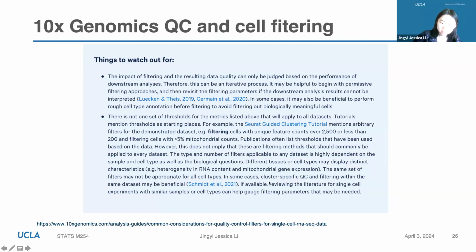That means for a certain cluster, if it represents a certain cell type, then the cells of that type may have some specific high gene expression or high gene count, or low gene expression, low gene count. So that's what it means by cluster specific. If available, reviewing the literature for single-cell experiments with similar samples or cell types can help gauge filtering parameters that may be needed. Yeah, so it's something that needs careful analysis, not just going for the default. But I would say maybe for convenience, many people may go with the Seurat suggested thresholds, and that's something I think people could do better.